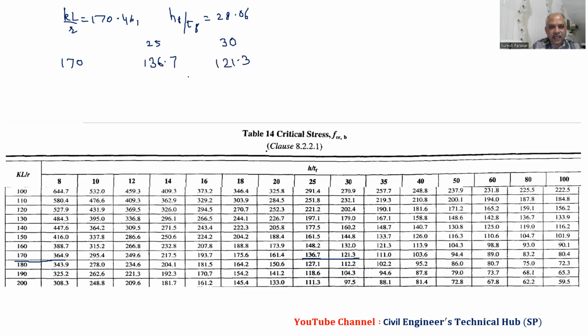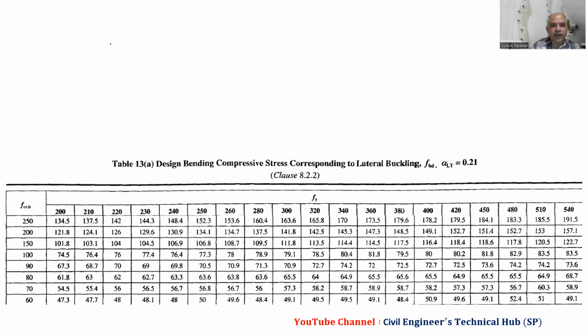If I consider the center of this, I will take FCRB equal to the average of the two, that is 136.7 plus the central value. I will consider a very close value; I am just checking first. And this value comes 128.5. Now, knowing this value 128.5, I will go to FBD.